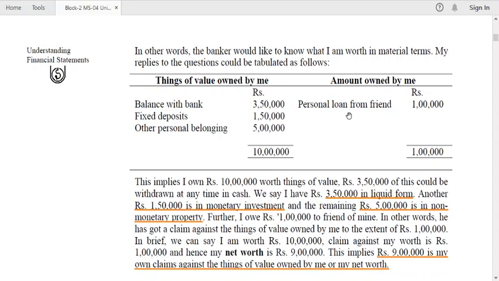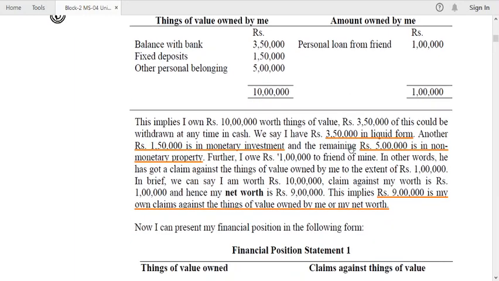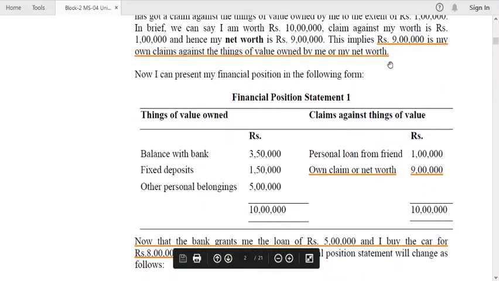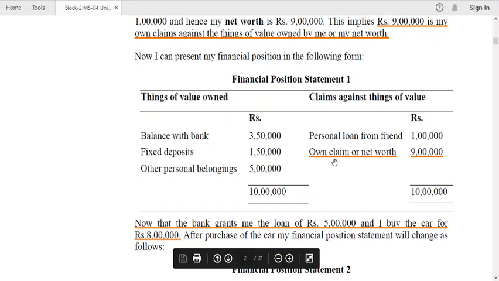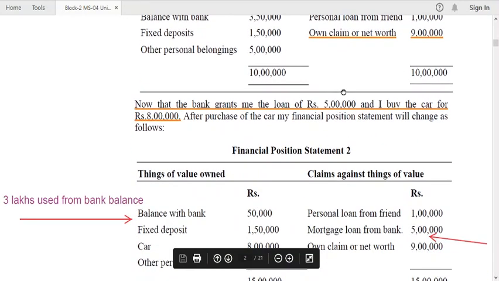He is also having a loan from a friend of 1 lakh rupees. Therefore, his net worth or the claims against his total items will be 9 lakhs, 10 lakhs minus 1 lakh. This 9 lakhs is called the net worth. So this financial statement prepared will also contain the own claim or net worth, which is 9 lakh rupees.